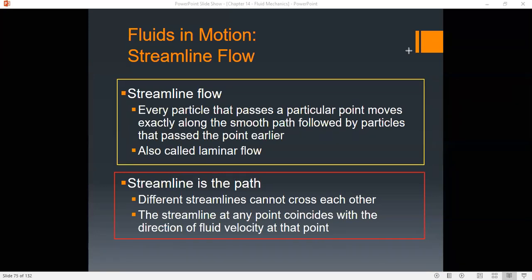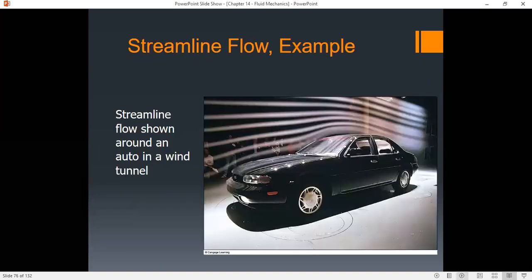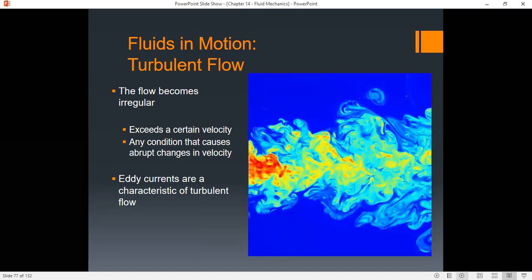So a streamline flow, just as the name implies, indicates that all the fluid is flowing in a constant stream. And you can see that effect right here. Here is a car undergoing a drag test. They're trying to look at how the fluid flows around the car itself to try to maximize the fuel economy.